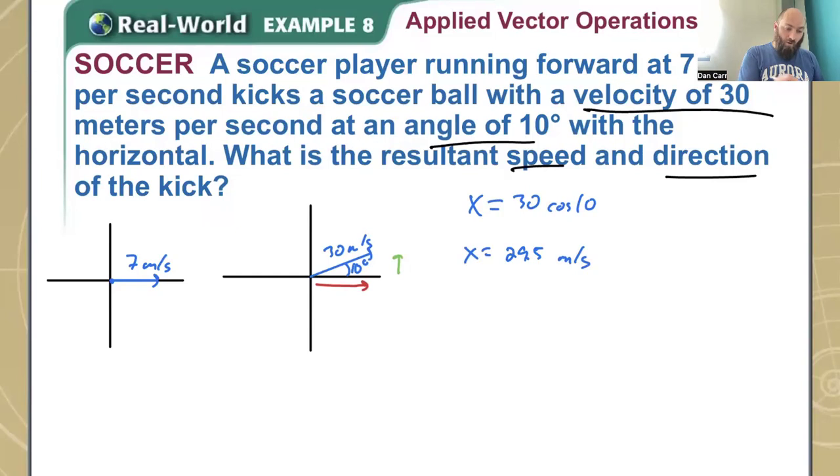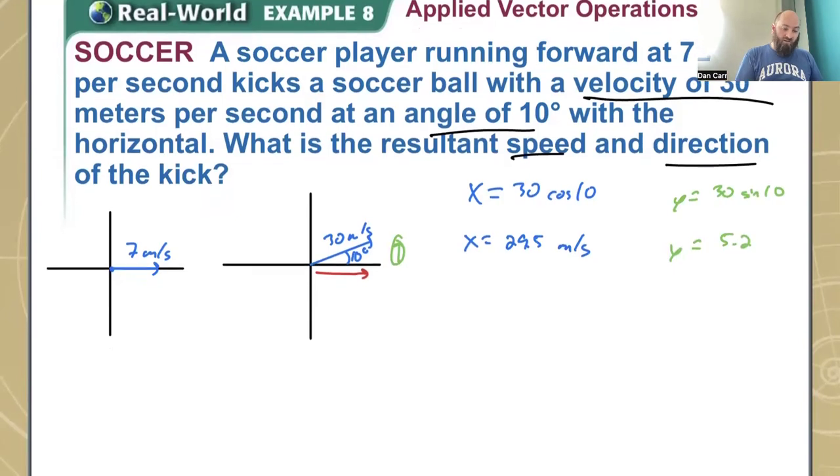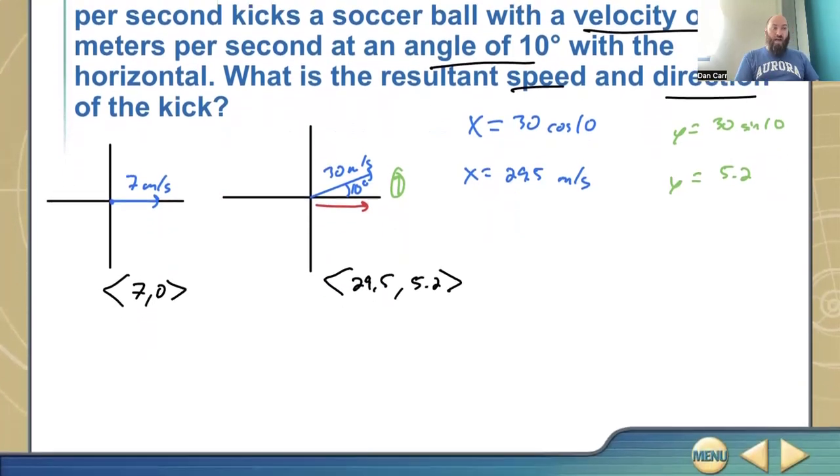In the y component, that is going to be right here. Y is going to equal 30 times the sine of 10. So if I do that, that comes out to 5.2. So the resultant, if I think of it this way, my first vector is traveling 7, 0. My second vector is at 29.5, 5.2. So I need to find the magnitude and direction of this.